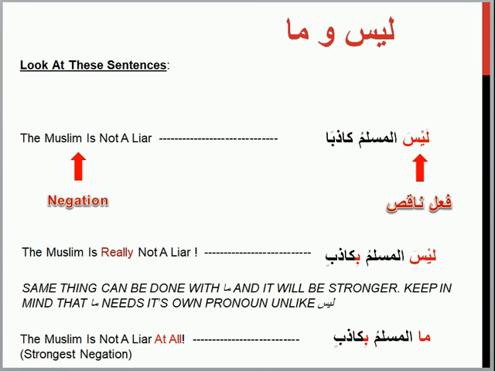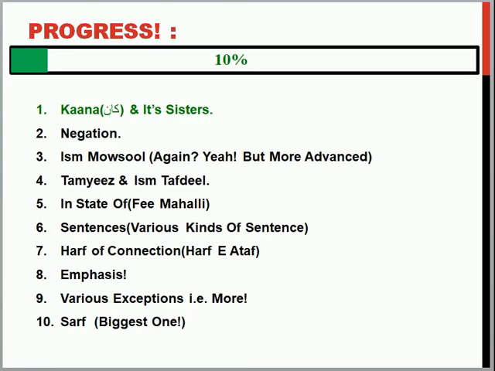We are done. If you want to practice more, you can just go online, find some resources, and open Quran ayahs related to Kaana. If you memorize the Kaana table, especially the past one, you would find a lot of Kaana in the Quran. Keep reading and you will come across them. So that's all. As progress, we have completed Kaana and its sisters in one video. And probably the next topic, which is negation, will also be completed in one video.